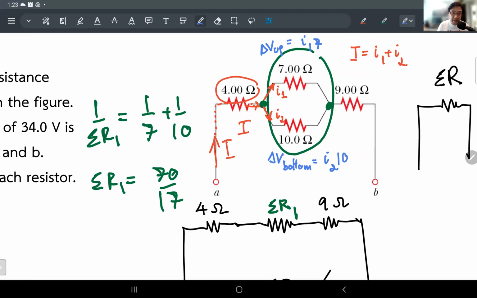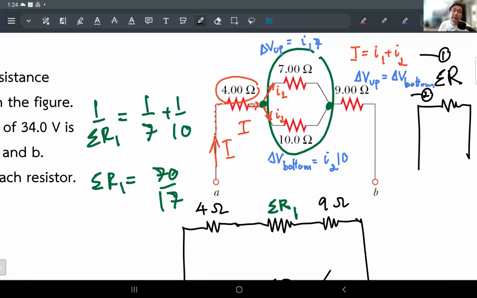But then, wait a second. These two are exactly at the same initial point and the final point of the junction. So these two potentials must be exactly the same. Delta V in the upper path must be the same thing as delta V in the bottom path. And now you get two equations, two unknowns for you to solve for I1 and I2. It looks a little bit tedious, but it's doable.